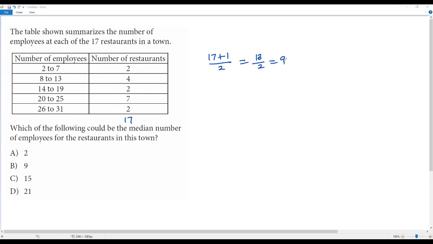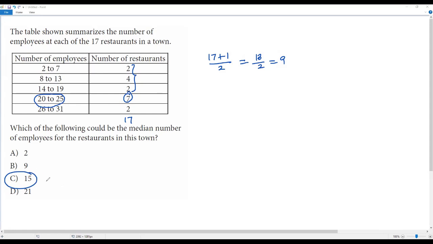Okay, now to find where this 9 falls, let's find the total of the first values. We get 6. Okay, now let's get the total of the first values. We get 8. Then the ninth value should come in this category. That is, the median number of employees for the restaurants in this town should belong to the category 20 to 25. Okay, in the given answer choices, I have to get the value which comes in this interval. That is 20 to 25.